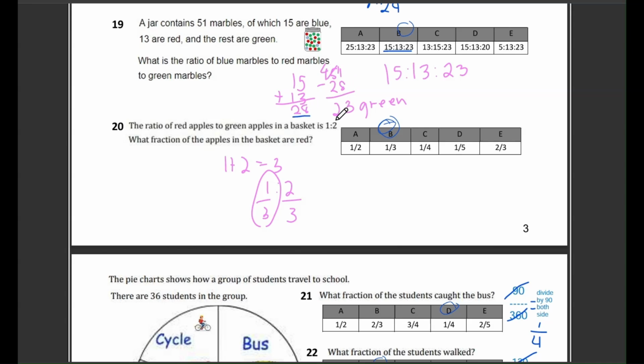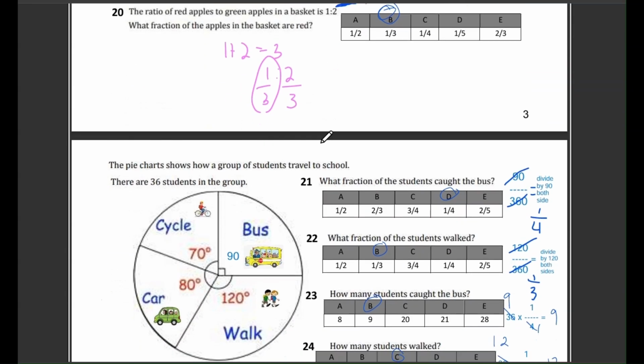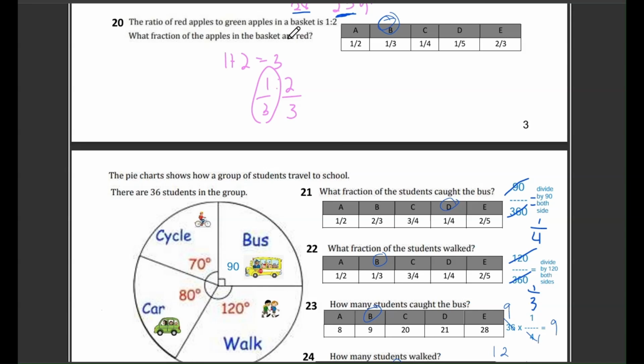This is 51 minus 15 minus 13, which equals 23. So the ratio is 15 blue to 13 red to 23 green. Question 20. Now we are looking at ratios and fractions of apples.